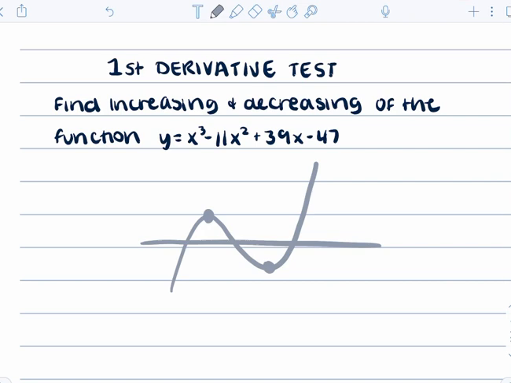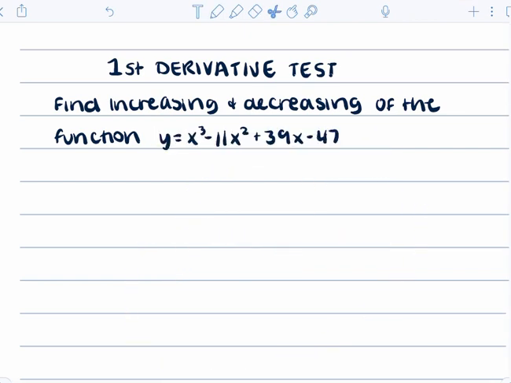And so to find these, we would have to set the derivative equal to 0, because when the derivative is equal to 0, that means the slope would be 0, and it would be 0 at these points right here. So to do that, we need to find the derivative: 3x squared minus 22x plus 39. Set it equal to 0 and factor.